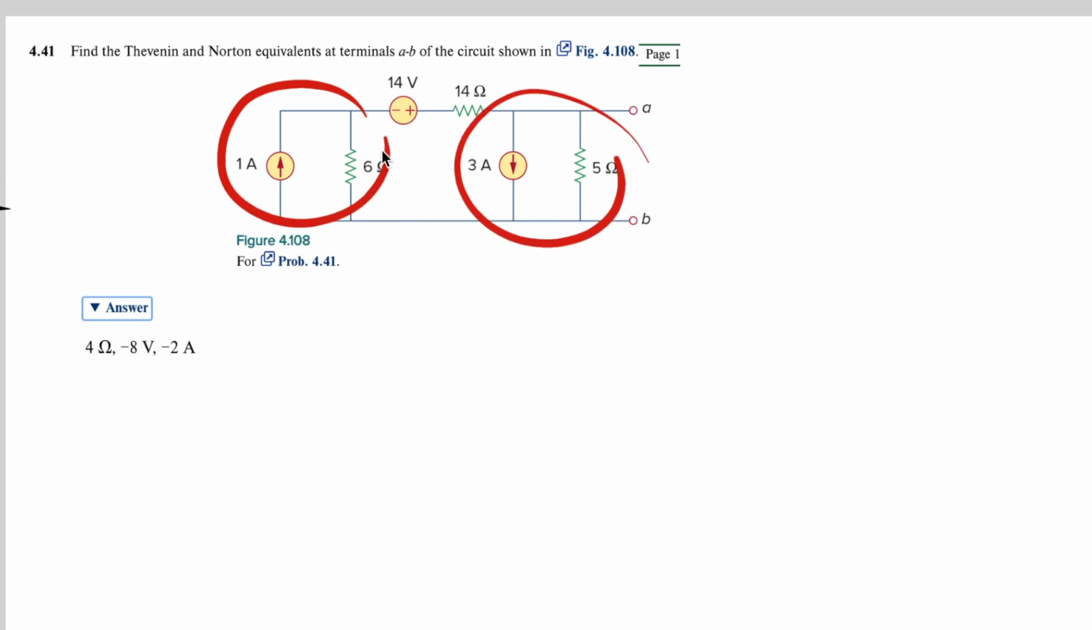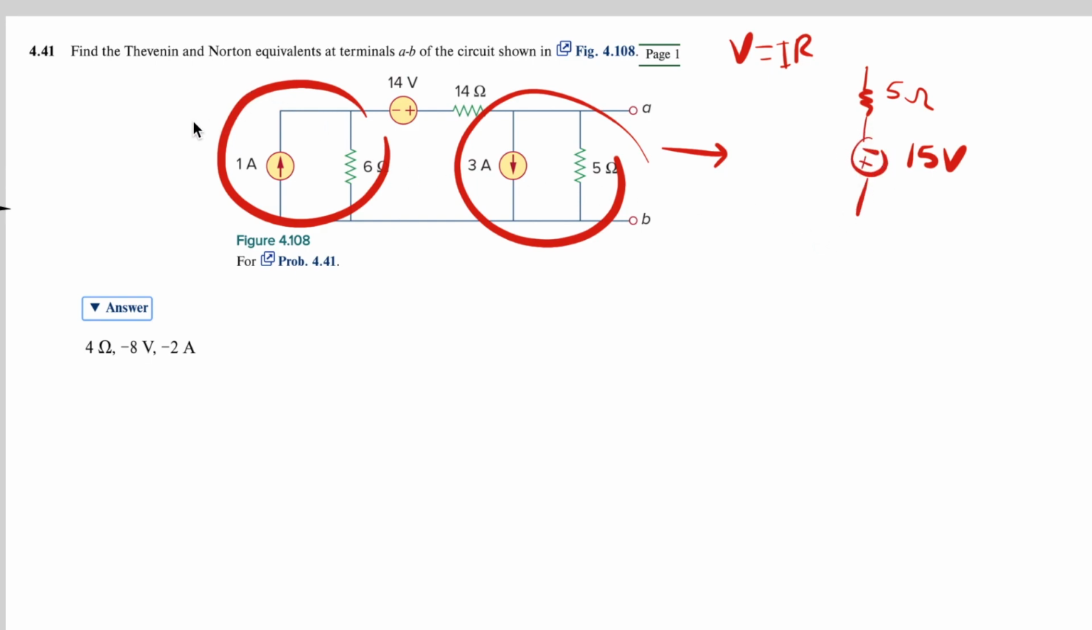To make this problem simpler, you can use source transformation to transform this and this into a voltage source in series with a resistor. So for this one, what would it be? Let's say this is the resistor, 5 ohm. And then what will be the voltage source? Remember, V equals IR, right? So the current is 3 and the resistance is 5. So this will be 3 times 5, which is 15 volts. What about the direction? It's going downward, so it's going to be minus plus.